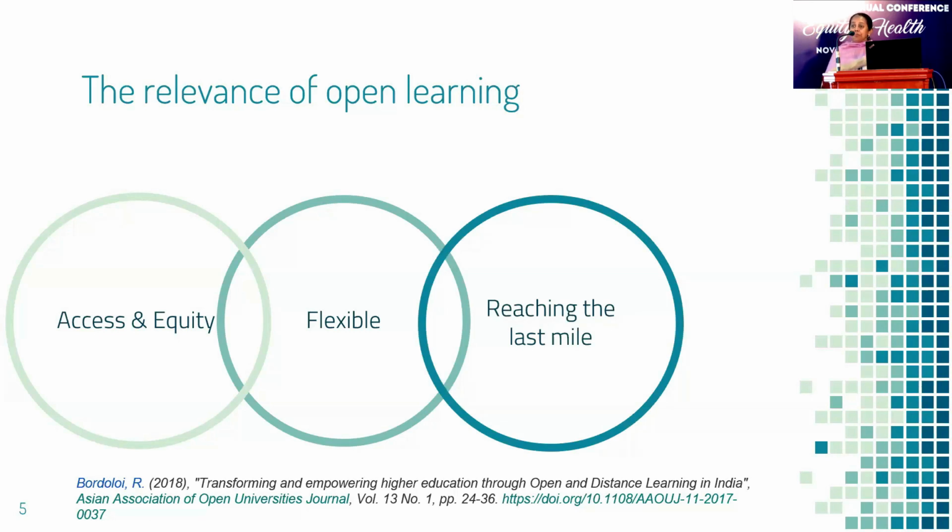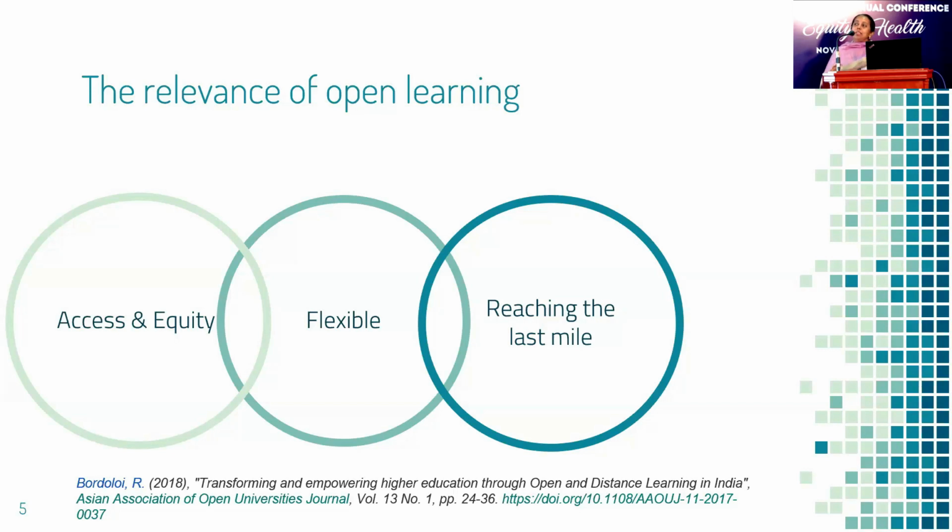The next big relevance is reaching the last mile. And again, we'll get into this in a little bit more detail. But I think open learning systems really enable us to take education to people wherever they are. And so even to get to places where there might not be universities, courses that they want to do, this is something that is very possible through open learning.